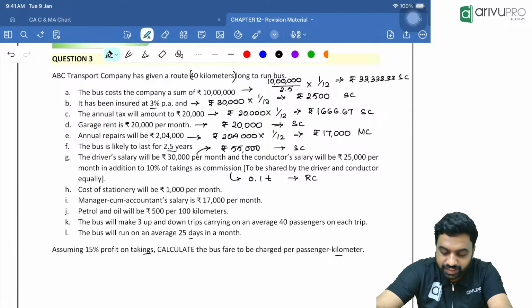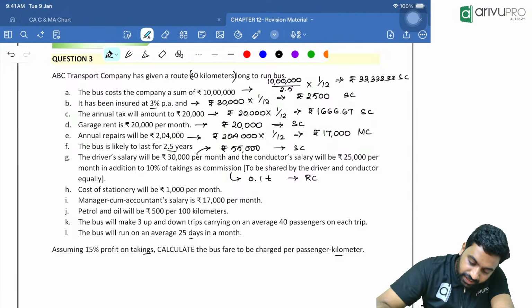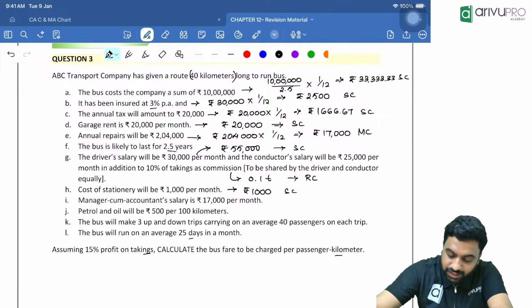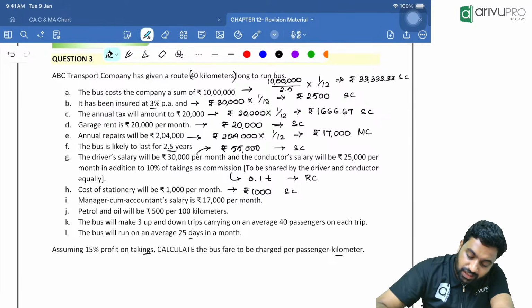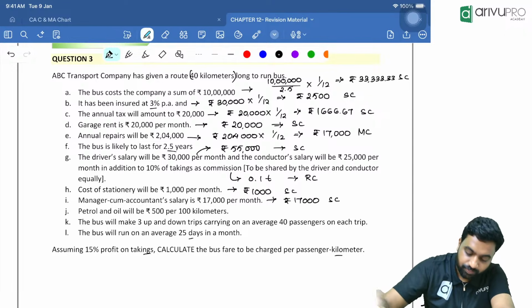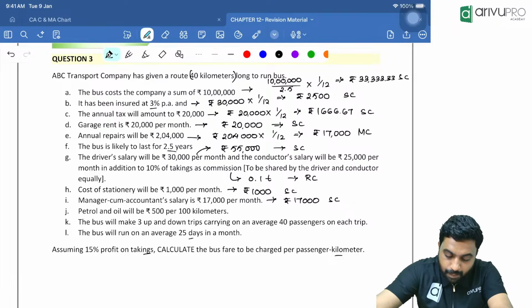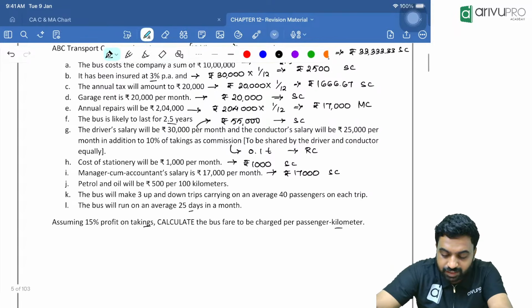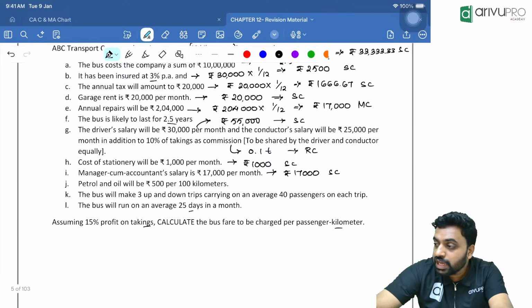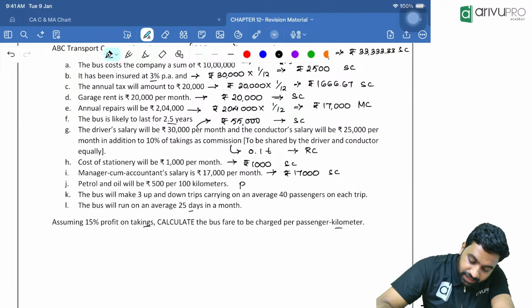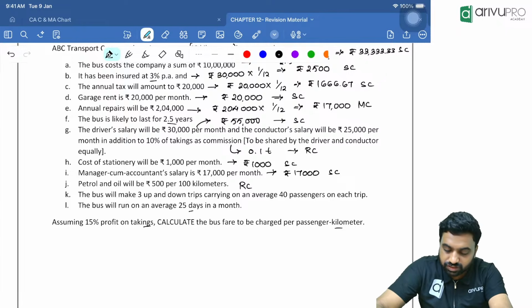Cost of stationery 1000 per month. So 1000 rupees only, standing charges. Manager and accountant salary 17,000 per month. So 17,000, that will also be standing charges. Petrol and oil will be 500 per 100 kilometers. We want to know how many kilometers we are running in a month. Let it be. That will be anyhow running charges. Please keep in mind.